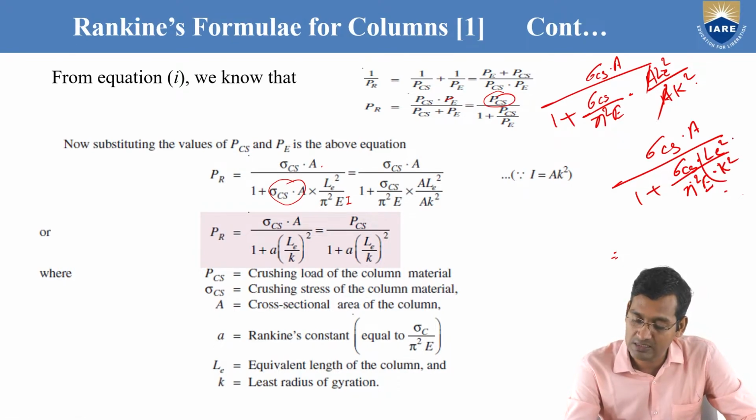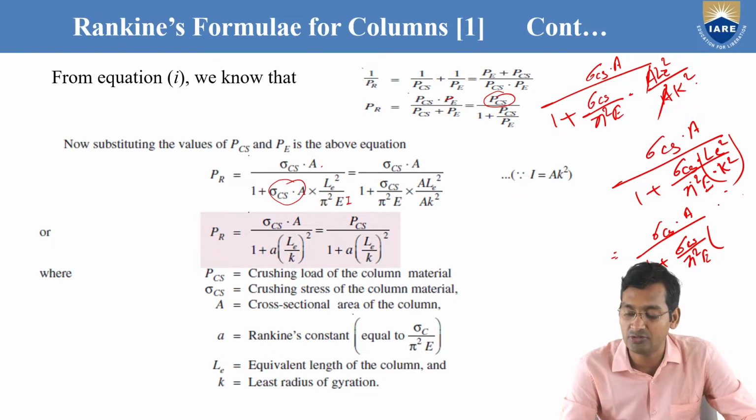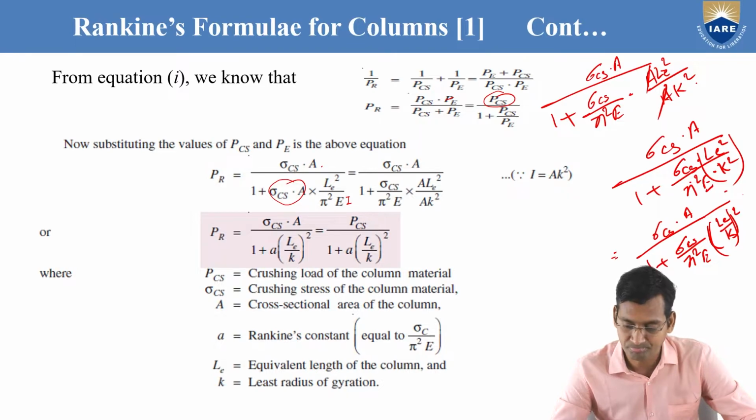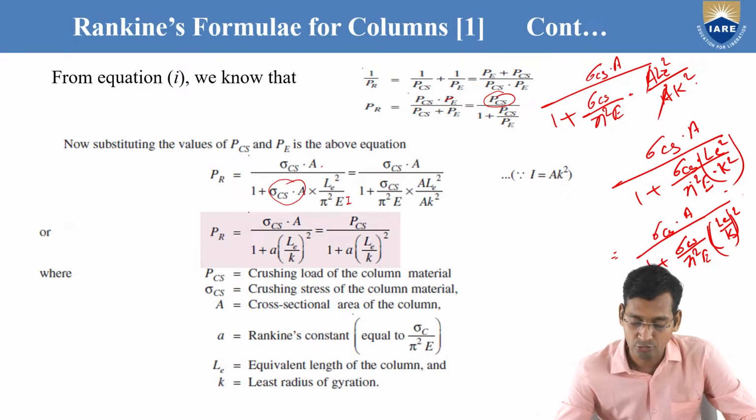So now I am just separating this: sigma CS into A divided by 1 plus sigma CS by pi square E into LE square by K square. So can you write LE by K whole square? Right. Because we know this is the slenderness ratio. That LE by K is what? The slenderness ratio.